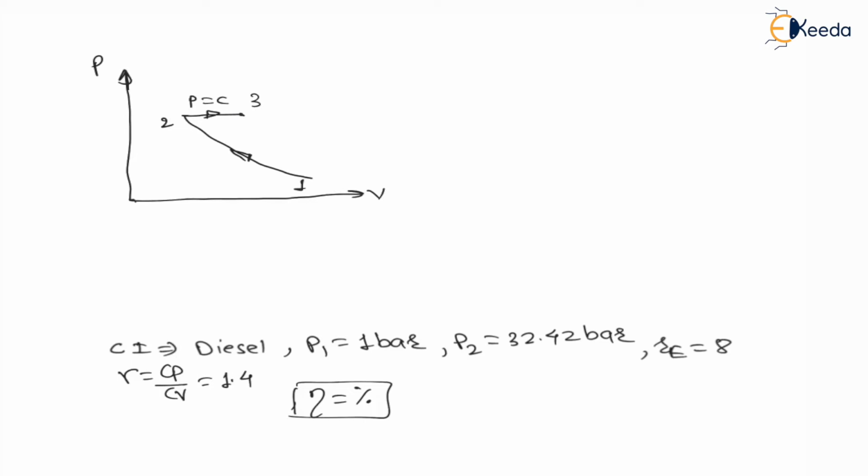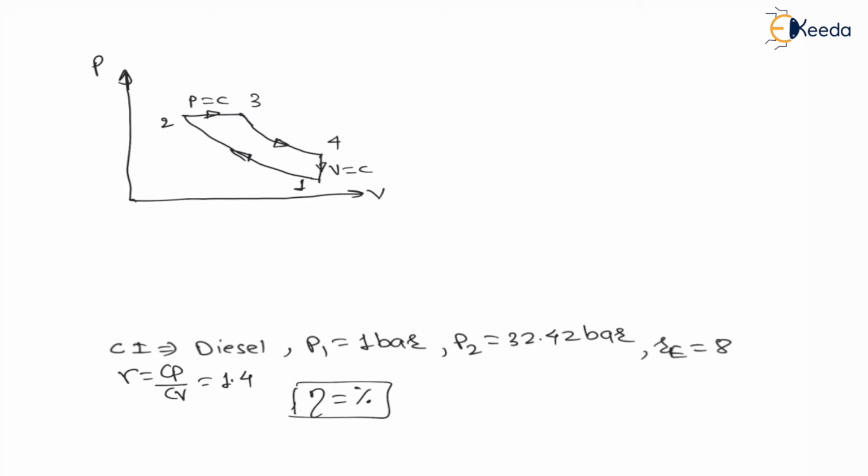Now 3 to 4 is reversible adiabatic expansion. And 4 to 1 is constant volume heat rejection. Heat is rejected at constant volume, heat is supplied at constant pressure. And compression is reversible adiabatic, expansion is reversible adiabatic. This is the diesel cycle.